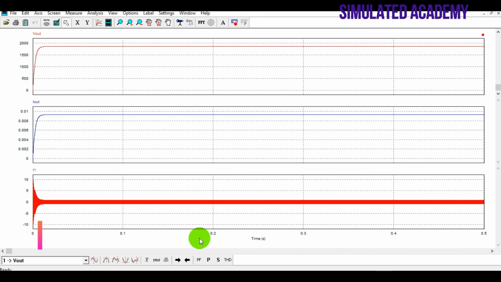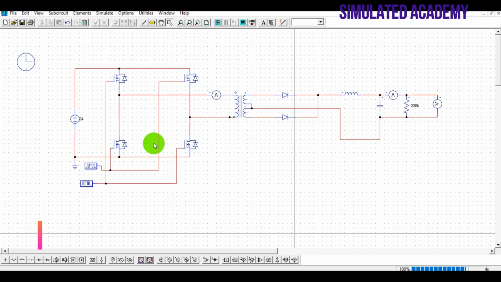That was the video on how you simulate and run the full bridge DC to DC converter.